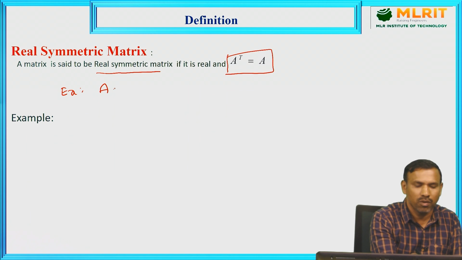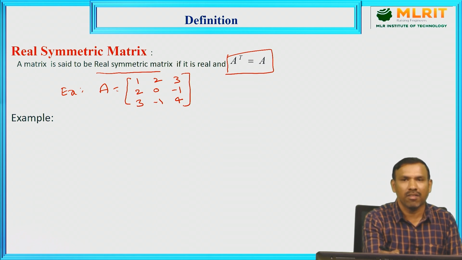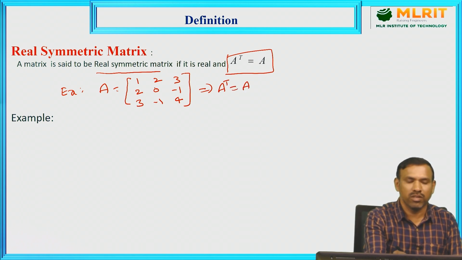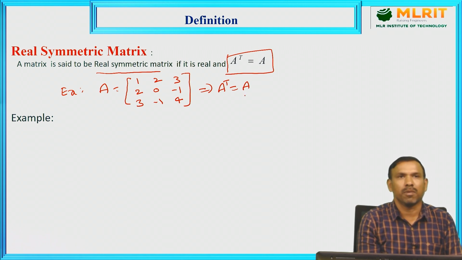Suppose A is equal to a matrix, let us take 1, 2, 3, 0, minus 1, minus 1, 4. Look at this matrix. It is a real matrix as well as symmetric. How can we say it is symmetric? Even if you transpose, A transpose is equal to A. The first row is equal to the first column, the second row is equal to the second column, the third row is equal to the third column. You can check it. Clearly, even if we transpose, we get the same matrix. That is called a real symmetric matrix.